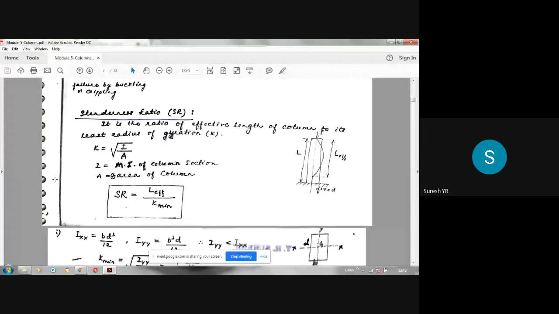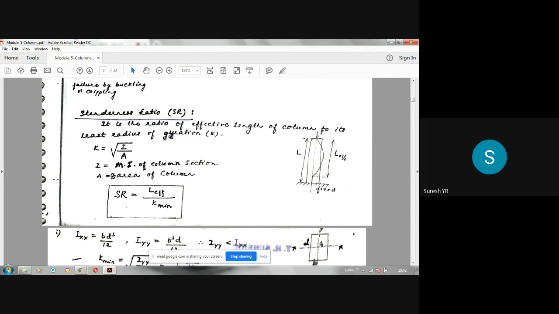In the case of a circular section, you know that the moment of inertia is pi d power 4 by 64. All this you should remember. We have already used it in the bending stress chapter also. IXX is equal to IYY is equal to pi d power 4 by 64 in a circular section. You can make a note of that.